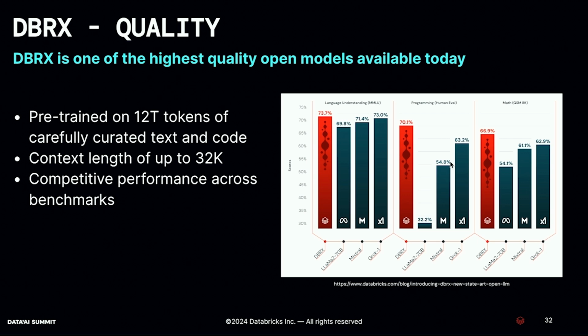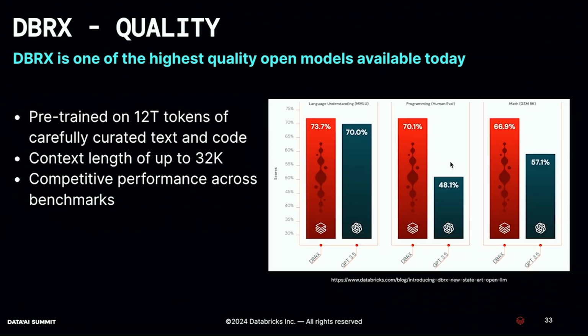As you can see in the chart here, when you look at the performance of the model compared to other leading open models, DBRX is very performant. You can see here metrics for language understanding, MMLU, coding with HumanEval, and math with GSM8K. Even when we compare DBRX to closed models, in this case GPT-3.5, DBRX is performing well.